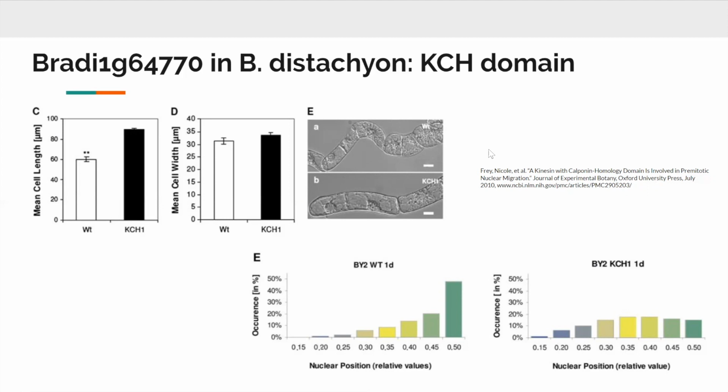And then for the second function of our gene that I just talked about, it's the nuclear localization. The x-axis on this graph represents the relative position, where 0.5 represents a nucleus localized to the center of the cell, and anything less is further from the center. Basically, in the wild type, we see strong localization, the nucleus is most often found in the center of the cell, and then when we overexpress our KCH domain, we see different results.